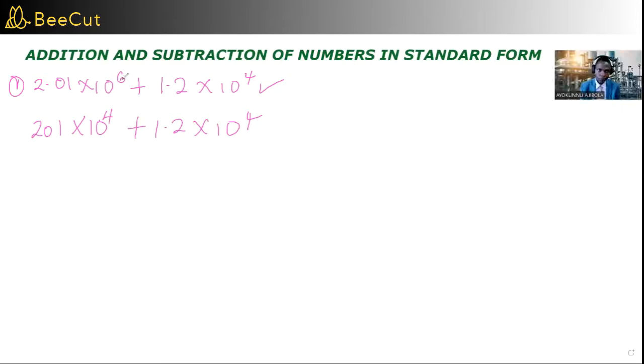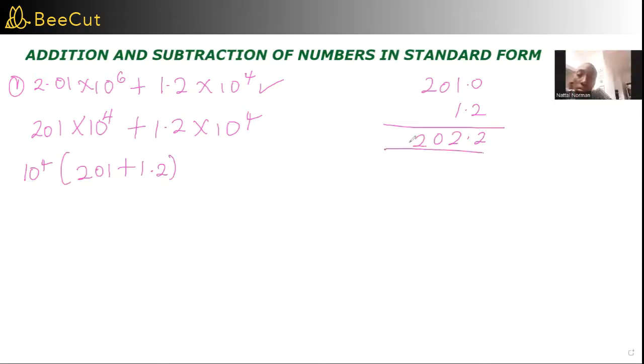Is that clear? Yes. Okay, now that they have the same power, I can factorize and take common power of 4 and go ahead and add what you have, 201 plus 1.2. Is that clear now? Yes, sir. So I can now say 201 then 1.2. That means this is 0.0. Then I have this 2 points. I have 2 here, 0. So my answer is going to be 202.2. Yes or no? Yes, sir. So I have 202.2 times 10 raised to the power 4.